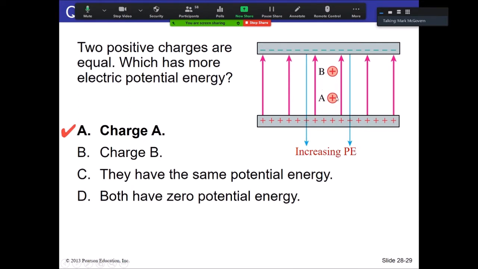So the question is this. Like I said, I think it's helpful to think about this in terms of gravity, right? The ground is a negative plate. Where is A going to go, right? It's going to go up. B's going to go up. A has more distance to fall, so to speak. So it has more potential energy, all right? Excellent.